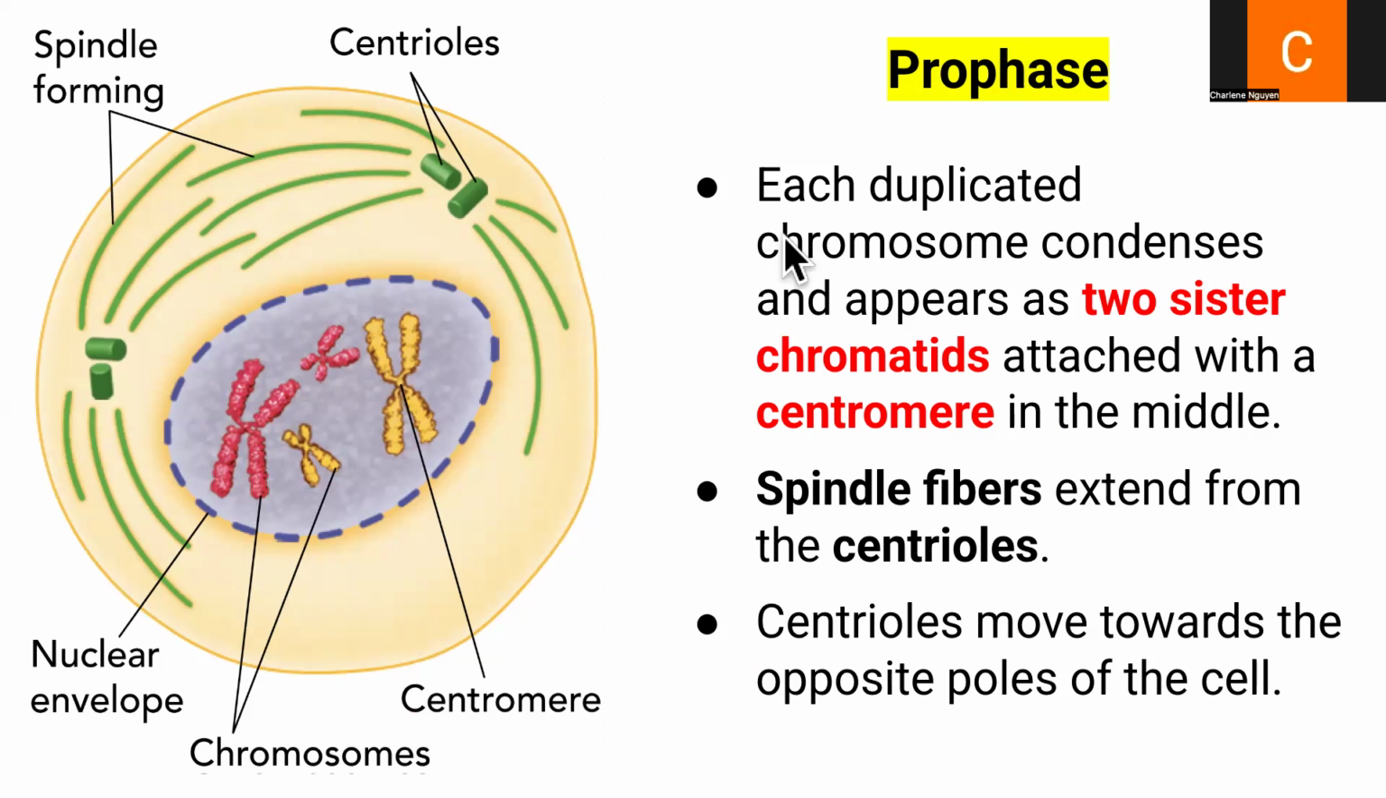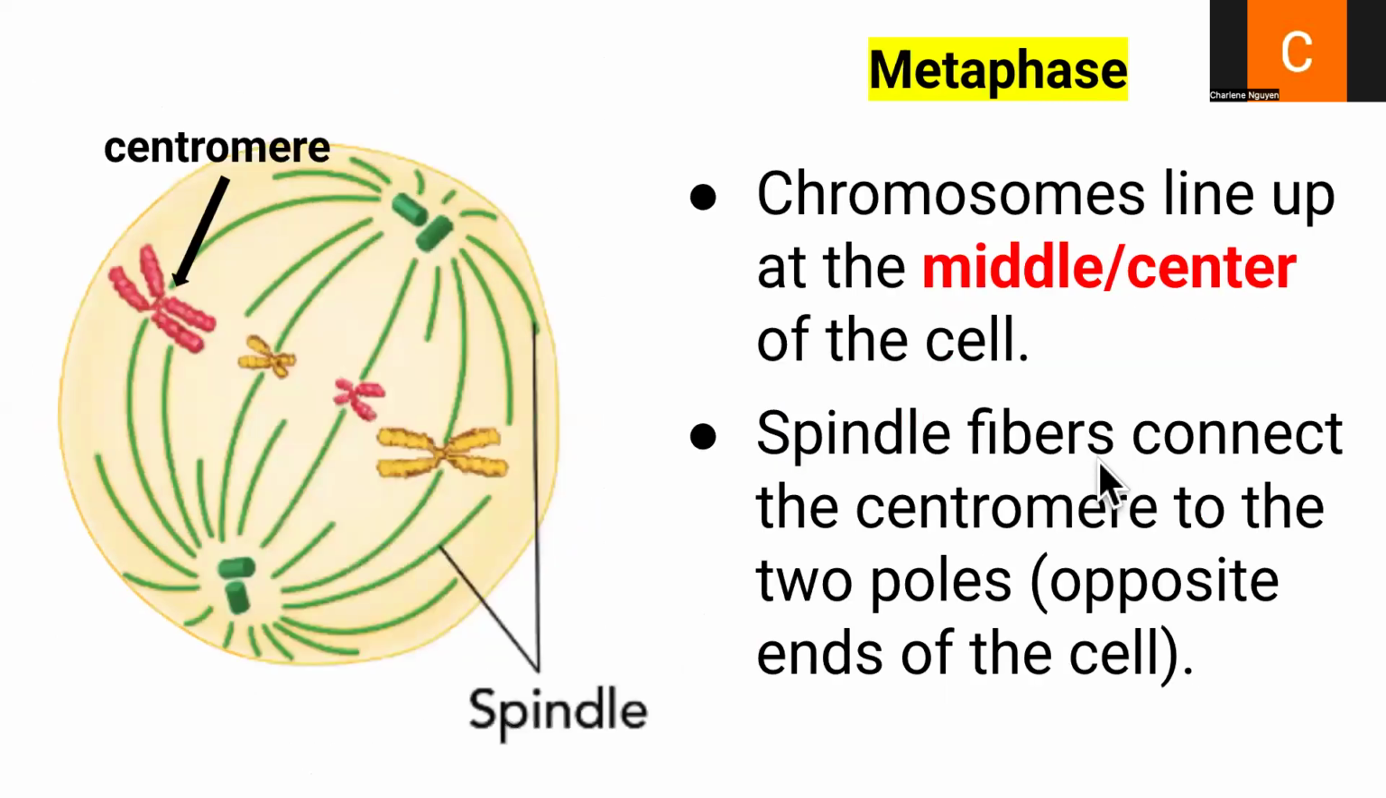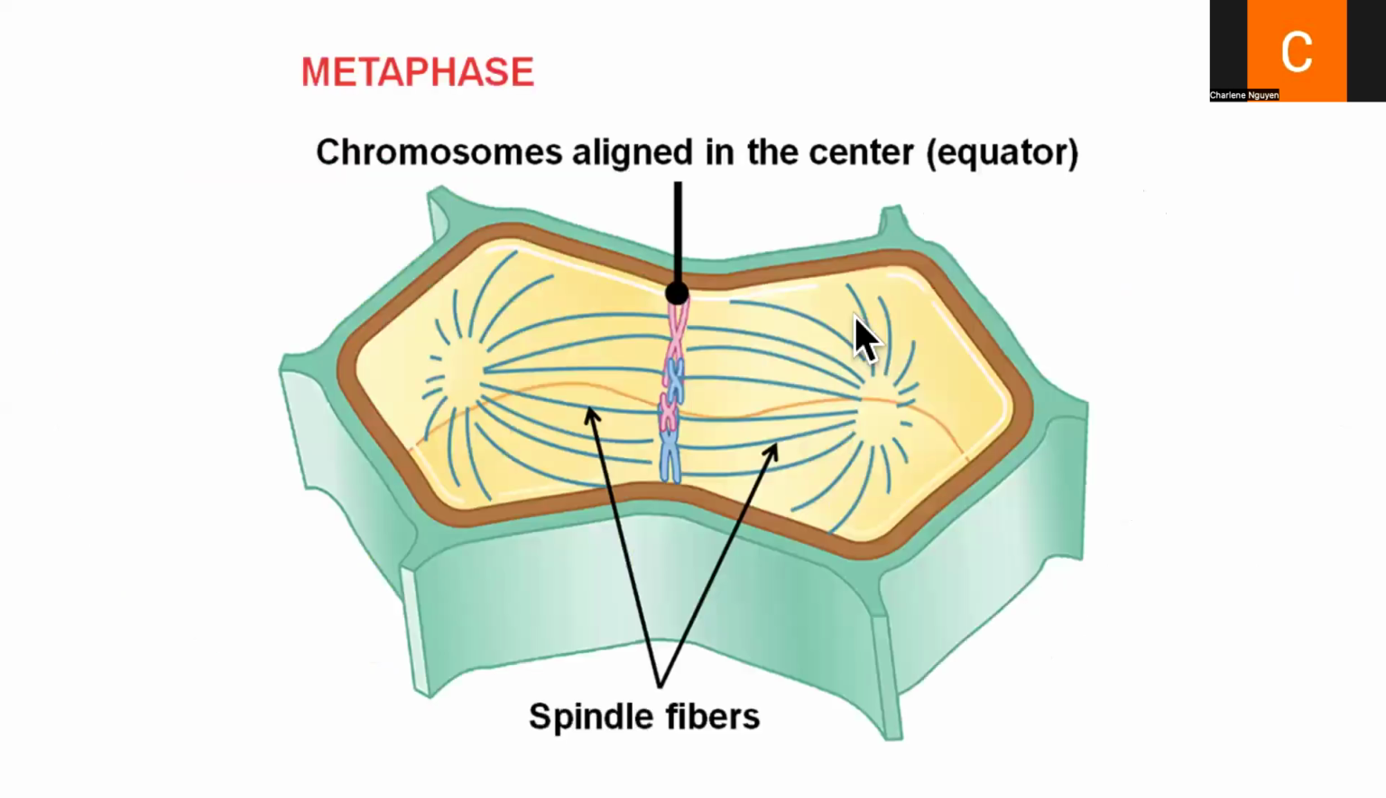And in this stage, we see that the nuclear envelope starts to fall apart. Your chromosomes start to move around, and then you have spindle fibers that start to form. So, spindle fibers are necessary in making sure that the chromosomes separate correctly. Metaphase. Chromosomes are lined up at the middle of the cell. So spindle fibers are helping the chromosomes line up at the middle of the cell.